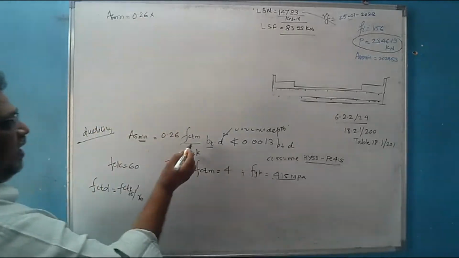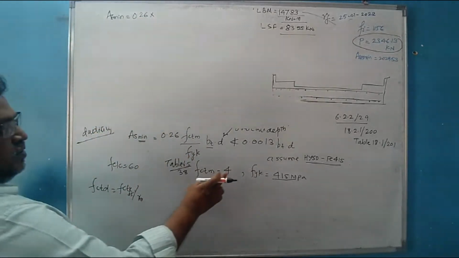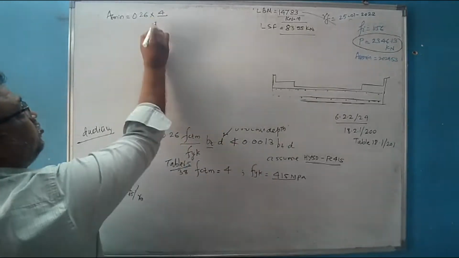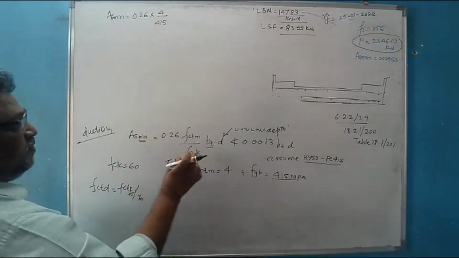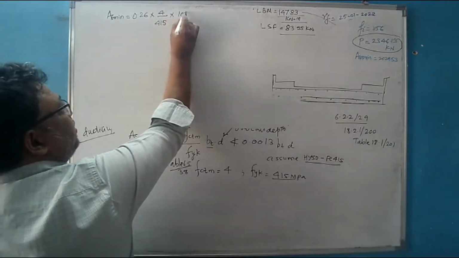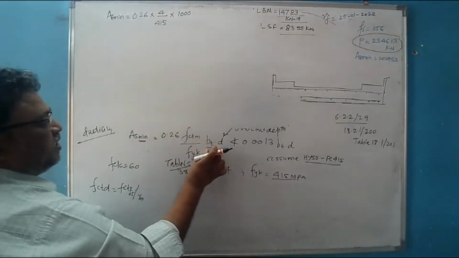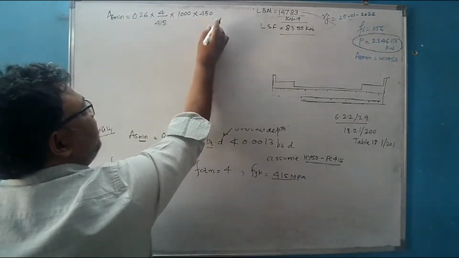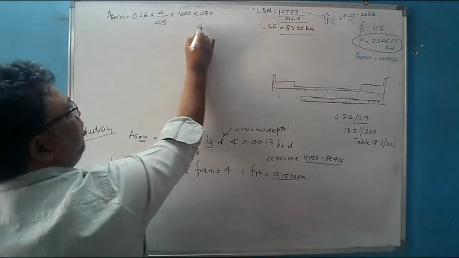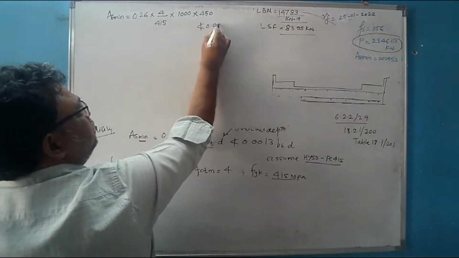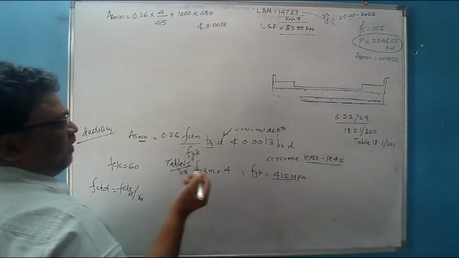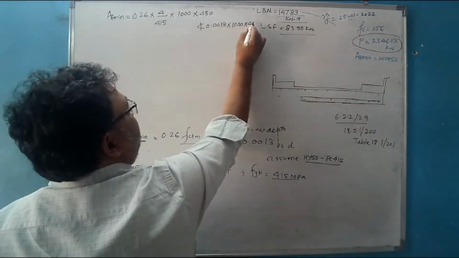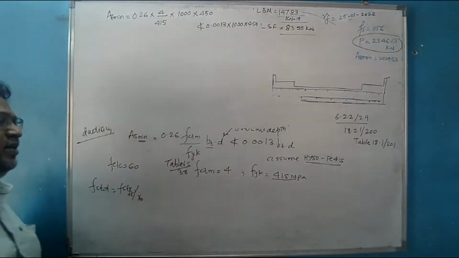0.26 multiplied by fctm divided by fyk, that is Fe415, so this is 415, multiplied by the width of section, which is 1000, multiplied by D, the overall depth, that is 450, and it cannot be less than 0.0013, which is nothing but 0.13% actually, of b into D. b into D. So tell me the answers.